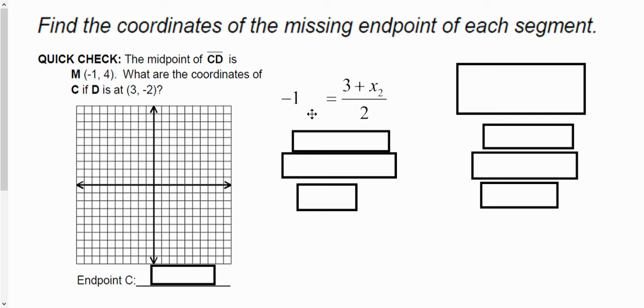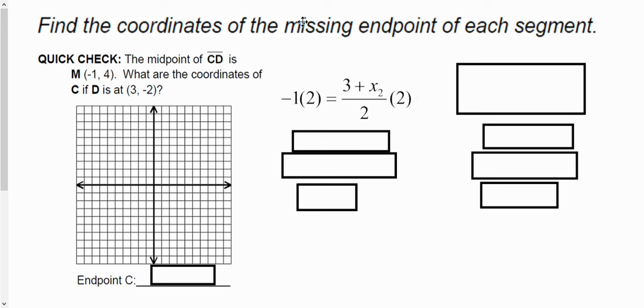I got my formula set up. I've got the midpoint, the x coordinate. I'm doing the x's over here. The x coordinate of the midpoint is -1. And then one of the endpoints, the x is 3. So we've got 3 plus the x, divided by 2. Yes, we're going to go ahead and multiply both sides by 2. It doesn't matter which side you put it on. I put it over here.